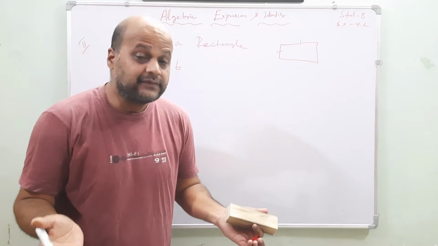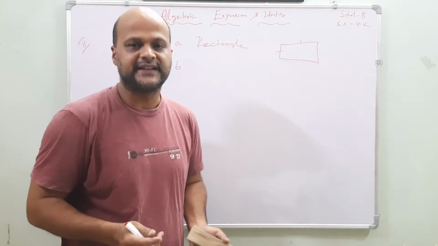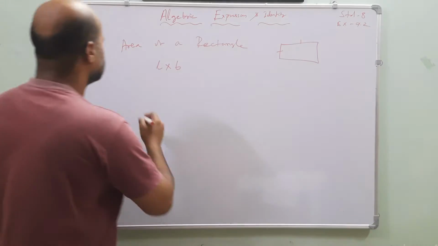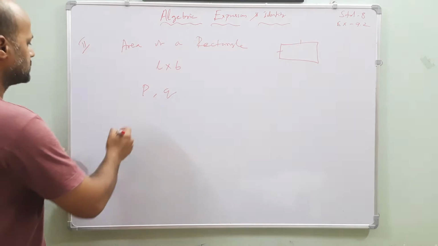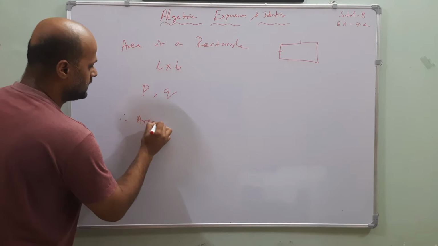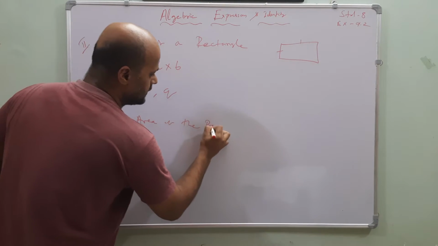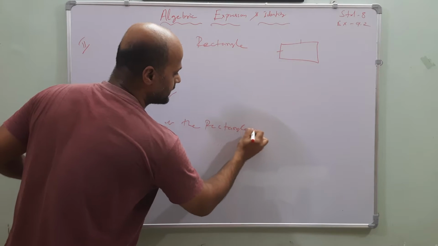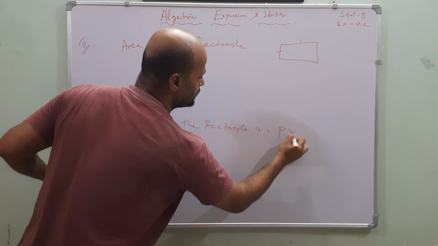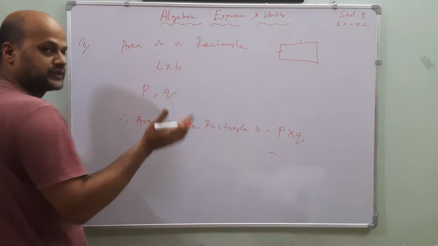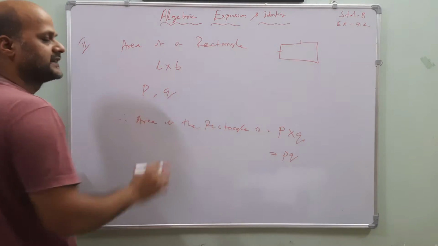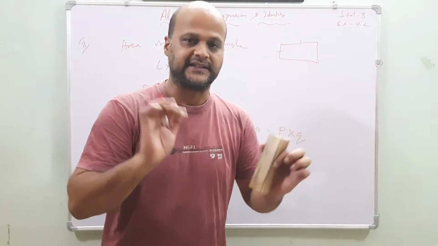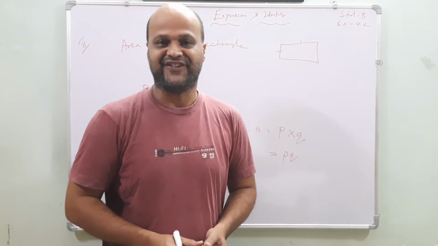But what are the sides given? Yes, it is in your book. First it's saying that the two sides are P and Q. Then what is the area? Therefore, the area of the rectangle is P into Q, because P and Q are the two sides. So the answer is PQ. Okay? Because no units are given, you have to write it as it is. Understood, my dear friends? Okay, very good.